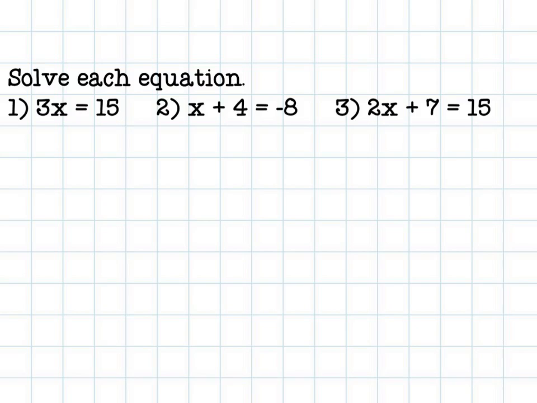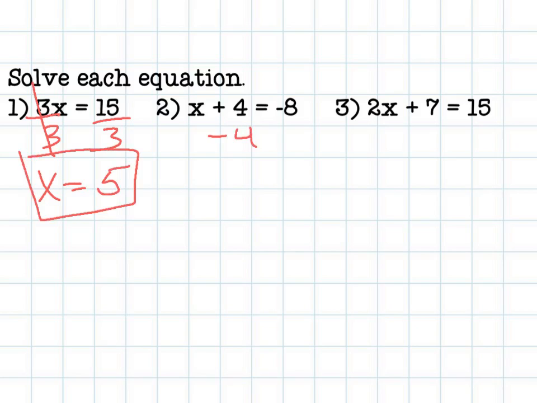Okay, on the first one, we are going to divide both sides by 3. These 3 cancel. You're left with x equals 15 divided by 3 is 5. On the second one, the opposite of addition is subtraction. Subtract 4 from both sides. They cancel out. You end up with x equals. And here, if you think of both of these numbers as negatives, it means their signs are the same. So you add them together, and 8 plus 4 is 12, and you keep the negative.